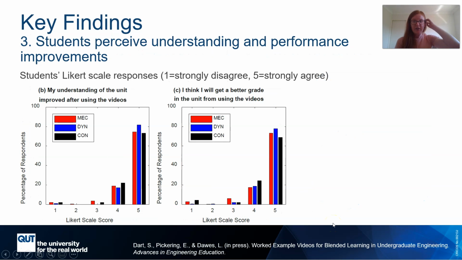So the next key finding that I had was around the impact on understanding and performance that students perceived. This was measured through Likert scale responses. 1 was strongly disagree, 5 was strongly agree. For the first one here, it's asking about understanding improvement, and we can see that students are very much sitting in those agree areas. And this one's asking about whether students think that will translate to getting a better grade. And again, it's very much on the agree side for that.